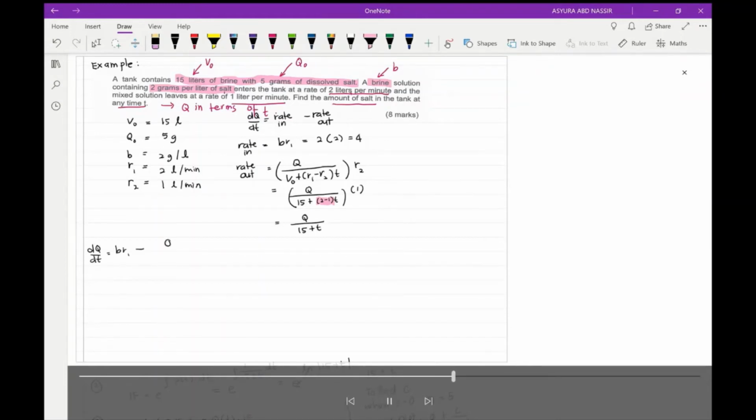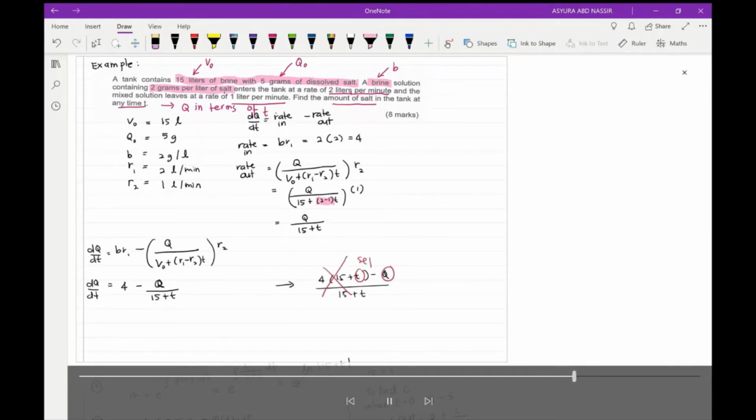Next, substitute in your formula. We have dQ/dt equals rate in minus rate out, so dQ/dt will be 4 minus Q over 15 plus t. In this example, please do not use separable equation. You cannot use it because there is t and Q, and you cannot separate your Q and t. So next, write it in the form of a linear equation: dQ/dt plus 1 over 15 plus t times Q equals 4. This is in the form of a linear equation.